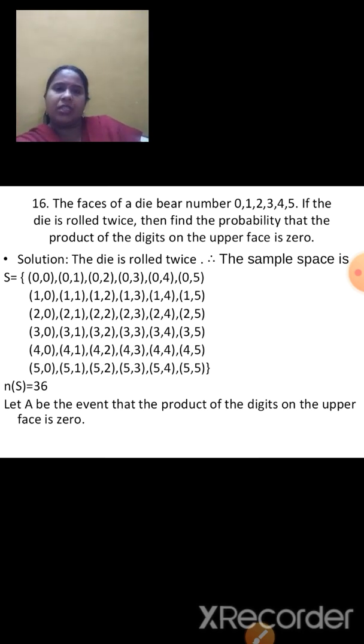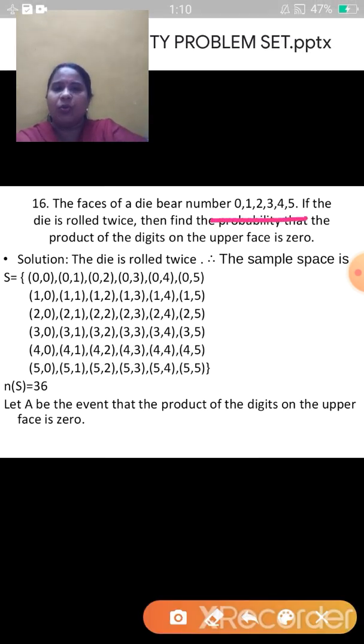Now question number 16. The faces of a die bear numbers 0, 1, 2, 3, 4, 5. If a die is rolled twice, find the probability that the product of the digits on the upper face is 0. Now I have taken this sum because, see, when two dice are thrown, we know how to write the sample space: 1 1, 1 2, 1 3, like that 36 elements. But in this it is a die whose numbers are not 1 2 3 4 5 6. The numbers, as you can see, are 0 1 2 3 4 5.